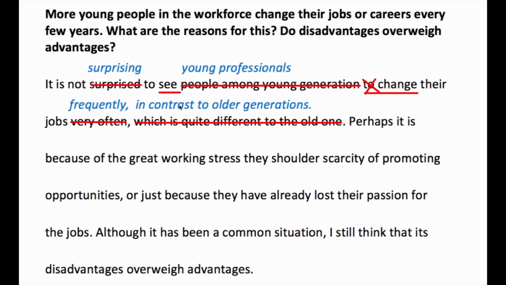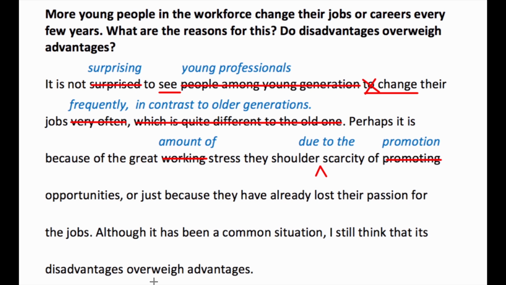Okay, there are a few other issues throughout the rest of this introduction. Let's look at a few. The first one is here. Great working stress should be great amount of stress. Another one is here. Shoulder and scarcity, we're missing something. So there is stress that they shoulder, which means they carry the stress, and it's because there aren't enough promotion opportunities. So we either need because of or due to. Another problem is here, promoting opportunities. This is the wrong word here. It shouldn't be promoting. We need a different form of this word, promotion.